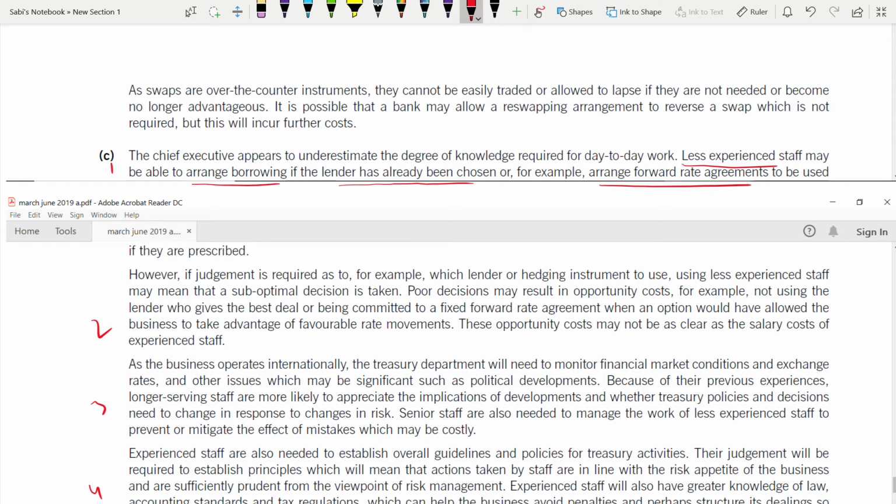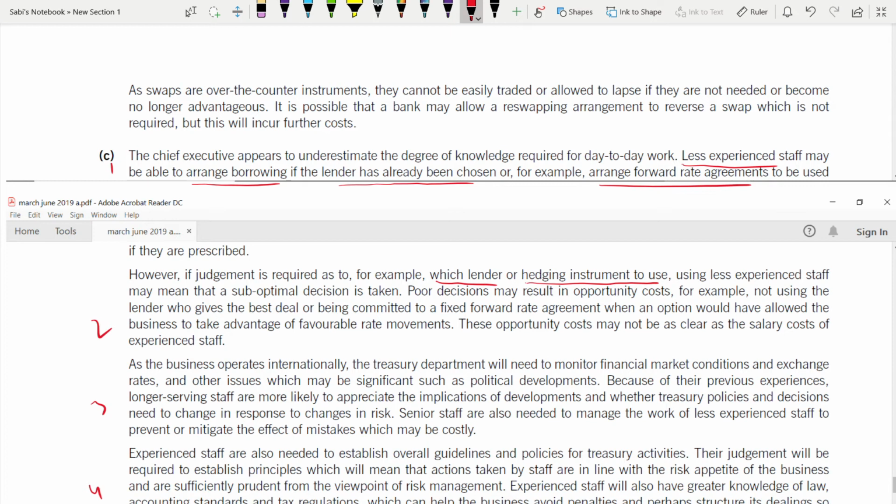Second, however, if judgment is required as to, for example, which lender or hedging instrument to use. If you see, I'm underlining the important words for you. This is your job. When you read the answer, you should be able to find the keywords. This is how you learn. You're not learning word by word, sentence by sentence. Sentences you will create using the words. You only need the keywords.